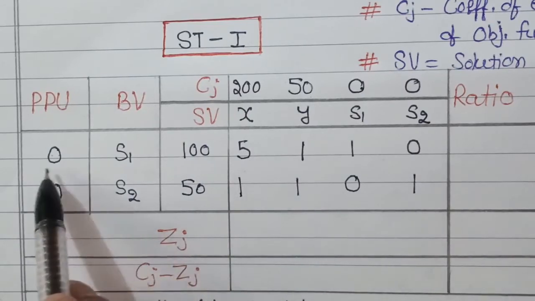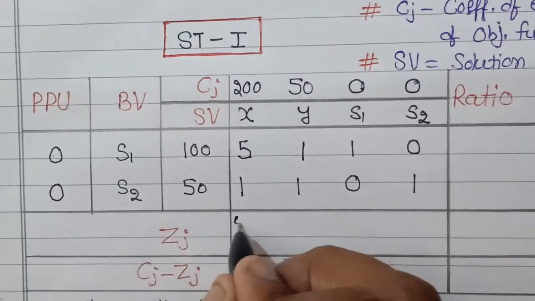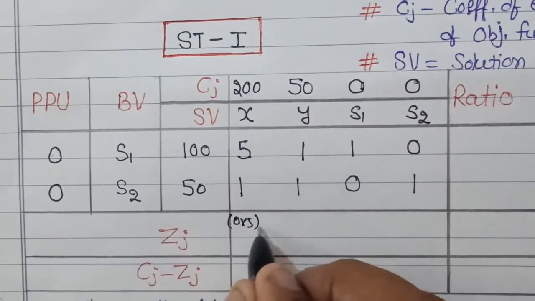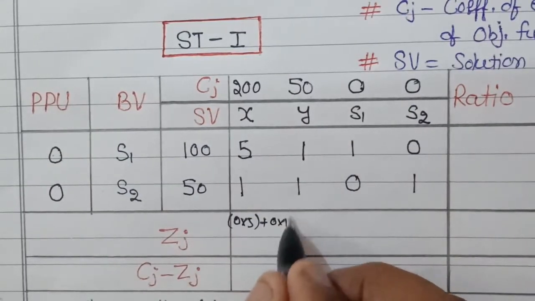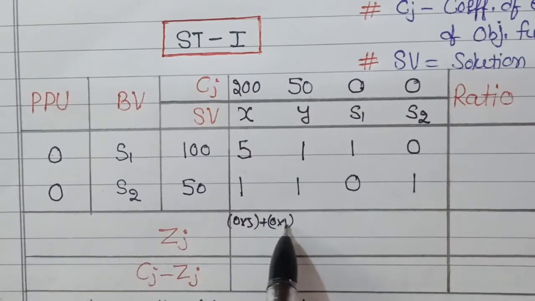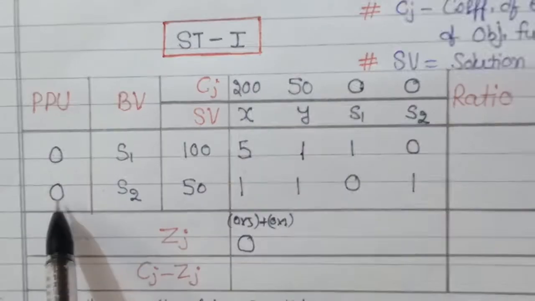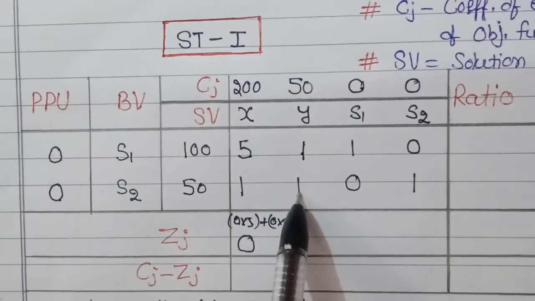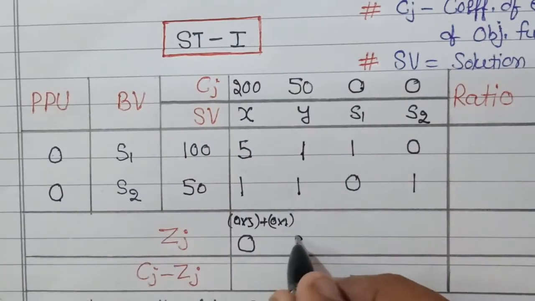Now multiply this 0 with this 5, and then add the multiplication of this 0 with 1 here. You will see that 0 into 5 is 0 and 0 into 1 is again 0, then 0 plus 0 comes out to be 0. Similarly, if you multiply this 0 with 1, the value is 0, and if you multiply this 0 with 1, the value is again 0. If you add these two zeros, we will have the value 0.